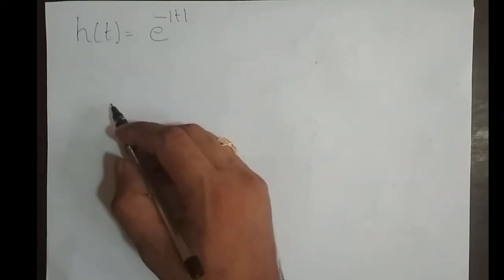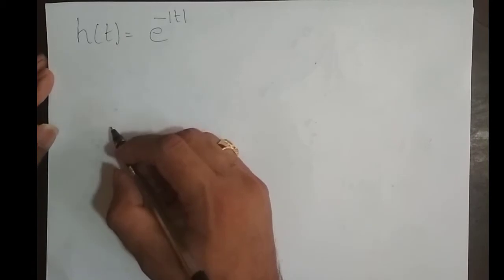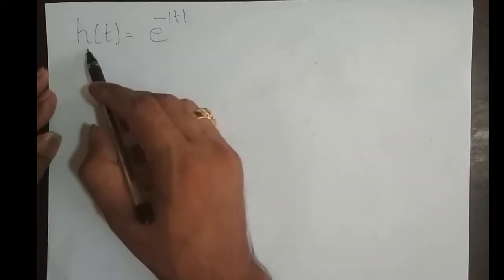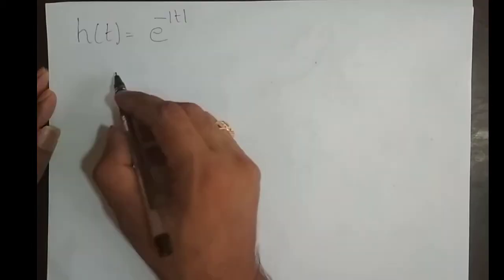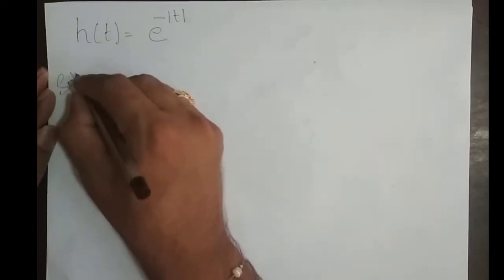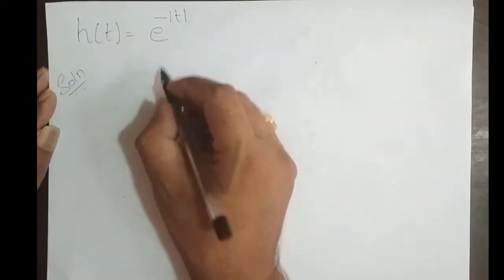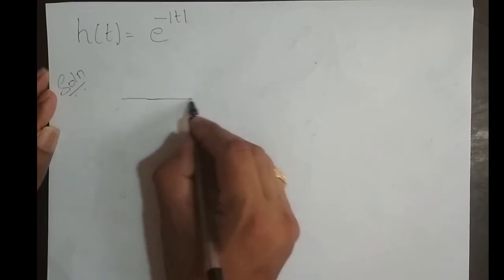Hey guys, I might take one or two last problems on solving the step response of an LTI system. This time the impulse response h of t is e power minus mod t. So solution, this e power minus mod t signal looks something like this.